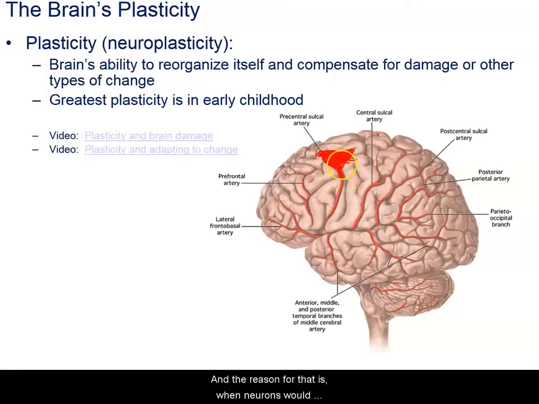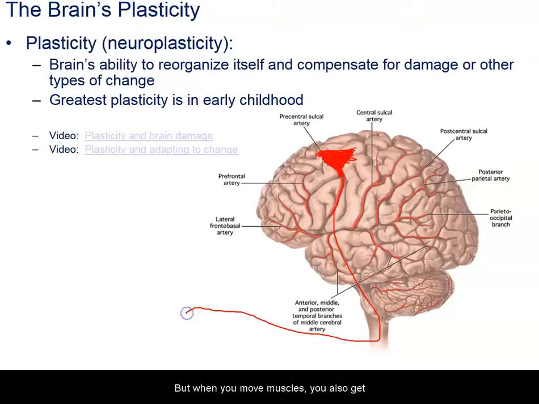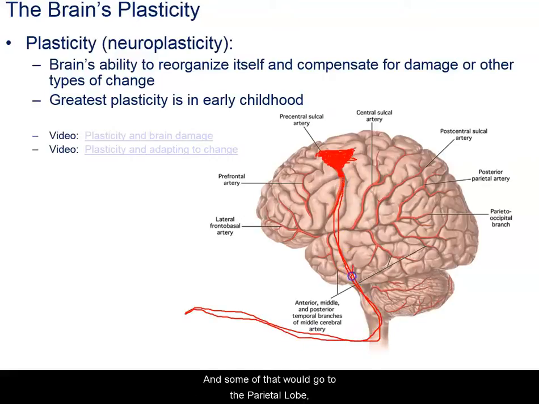The reason for that is, when neurons normally would send information to your lips, for example, or to muscles in your hand, that information would travel down to that part of the body. But when you move muscles, you also get feedback sent to the brain. You can feel your body parts moving, right? Some of that would go to the parietal lobe, as part of your skin senses. When the feedback is not coming back, it's almost as if the brain recognizes that something's not working right. Because when we're wanting to move muscles and we can't, something is definitely wrong.